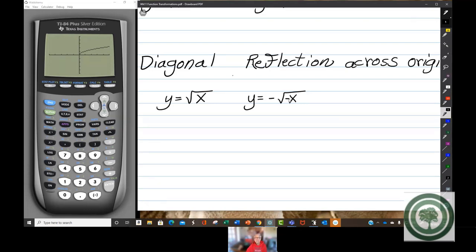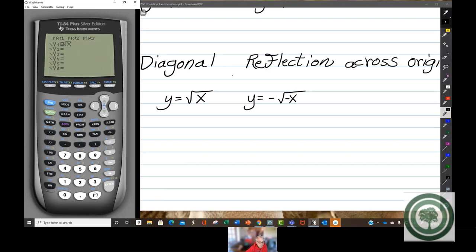Negative the square root of negative x. So negative square root negative x. It's like they're mirror images across that point, if you can imagine a mirror.